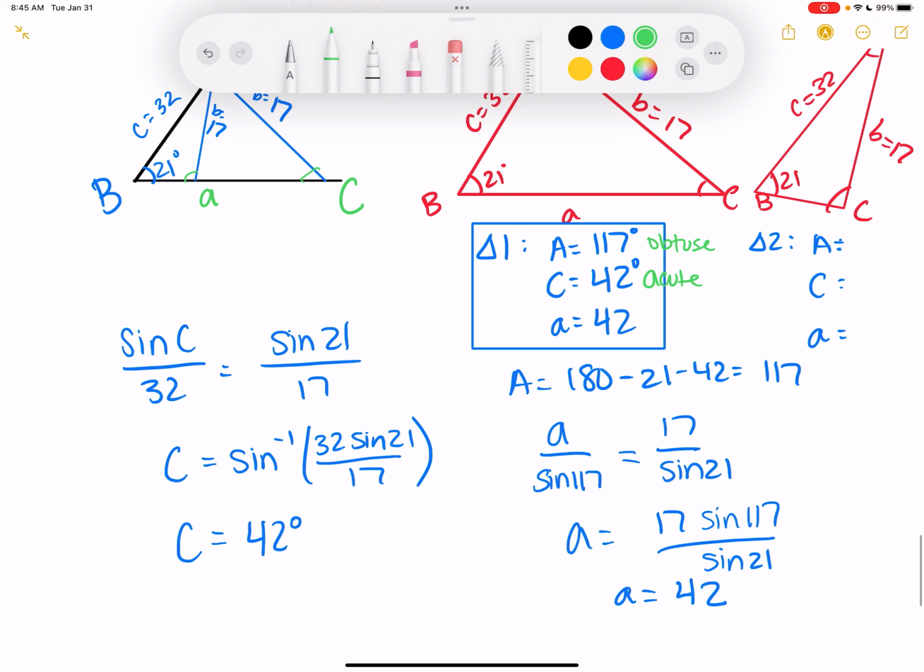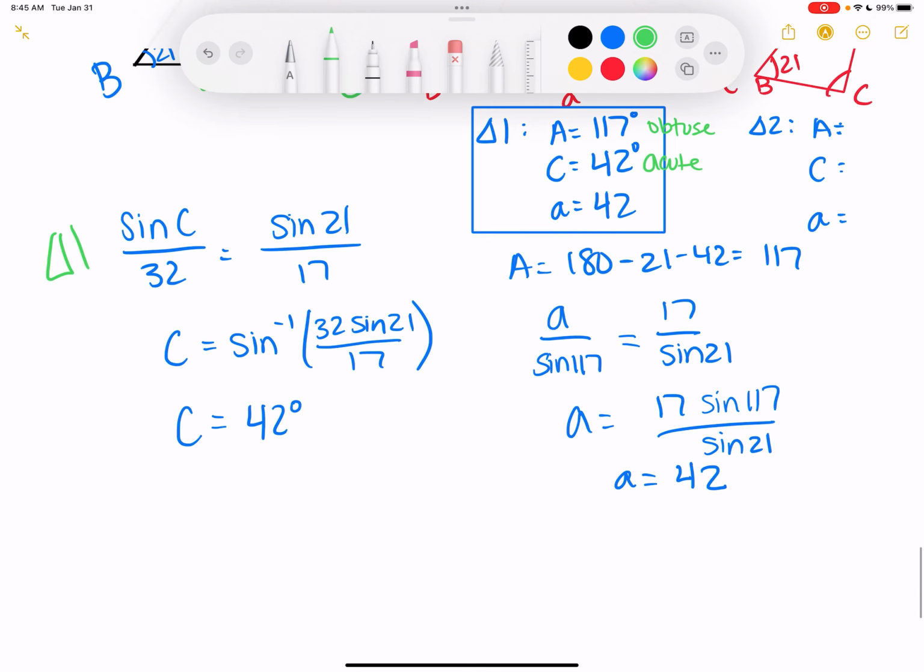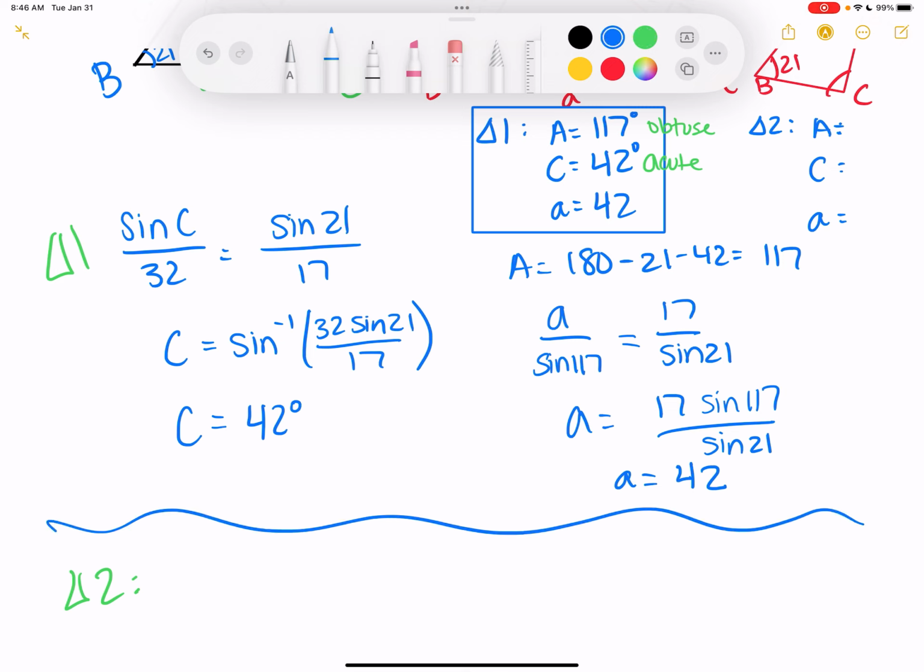So this all is for triangle 1. So for triangle 2, we do 180 minus 42 is equal to, is that 138? So my new angle C is 138 degrees.